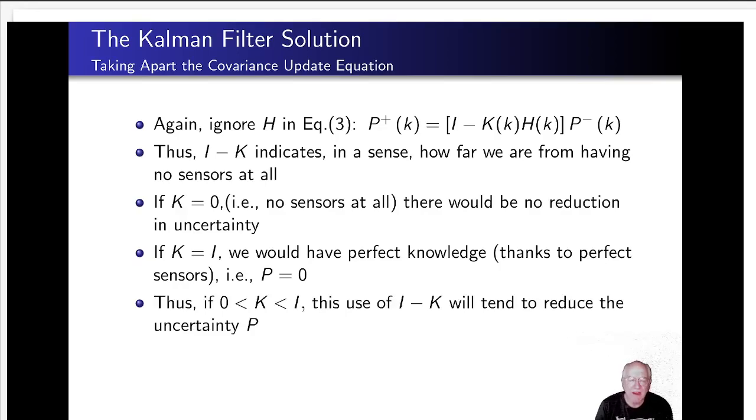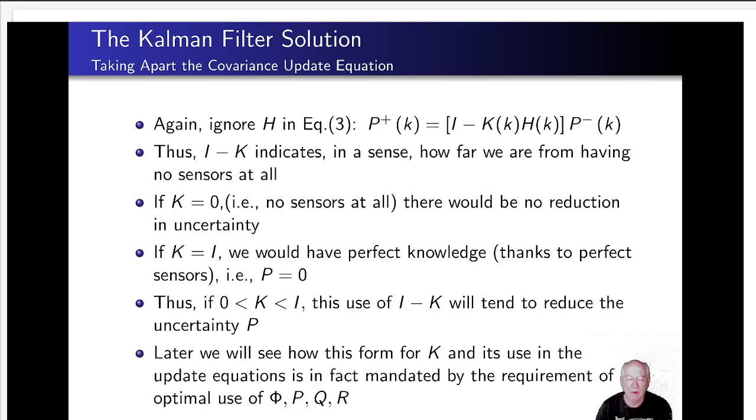So typically K is between 0 and the identity matrix, and thus the use of I minus K to update the covariance will have the effect of reducing the uncertainty of P. Later, we're going to see how this form for K and its use in the update equations is in fact mandated by the requirement that we make optimal use of phi, P, Q, and R.